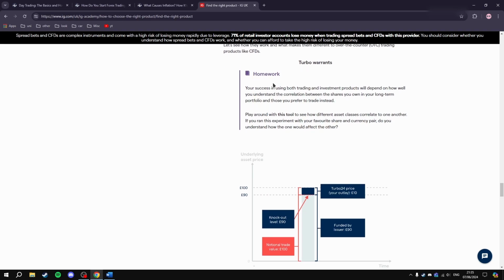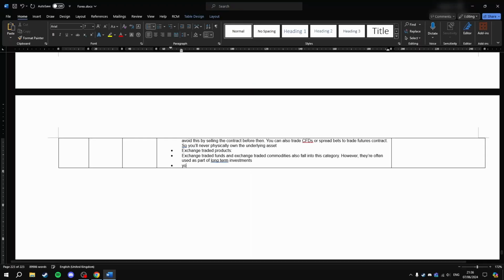Turbo warrants. Homework. Your success in using both trading and investing products will depend on how well you understand the correlation between the shares you own in your long-term portfolio and those you prefer to trade instead. Play around with this tool, share dealing versus turbo SPOC, to see how different asset classes correlate to one another. If you ran this experiment with your favorite share and currency pair, do you understand how the one would affect the other?